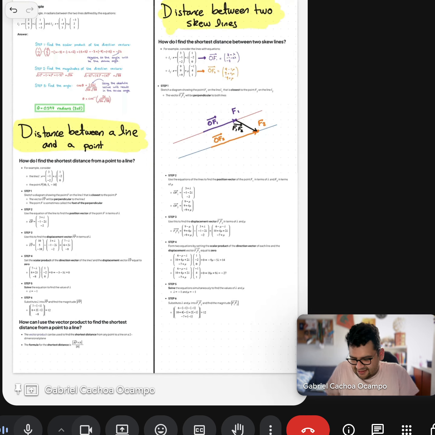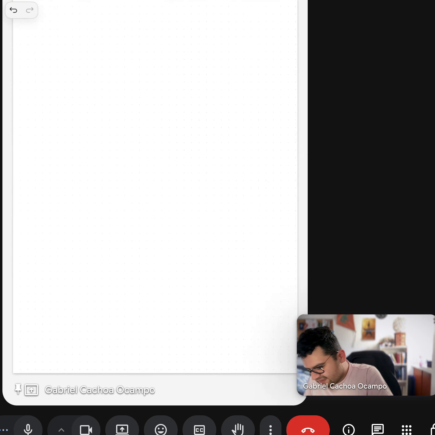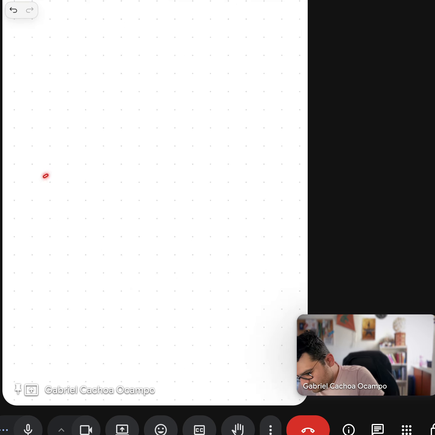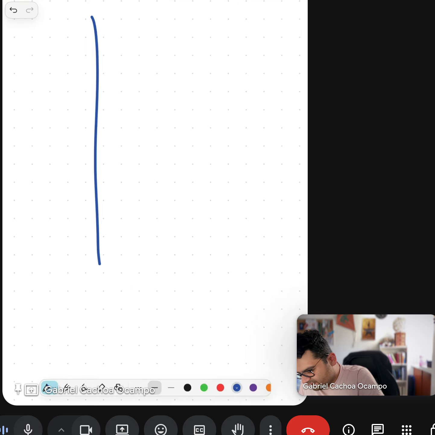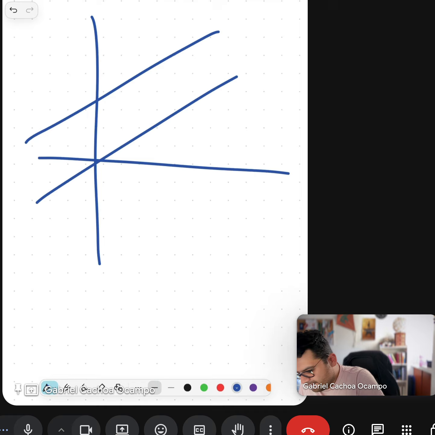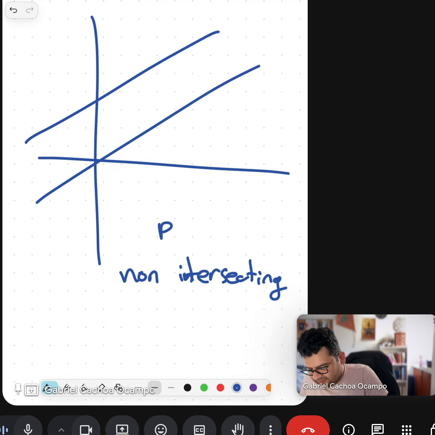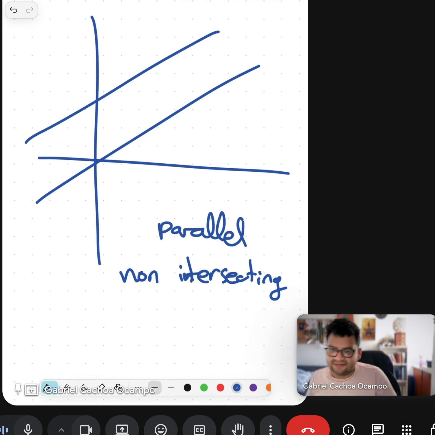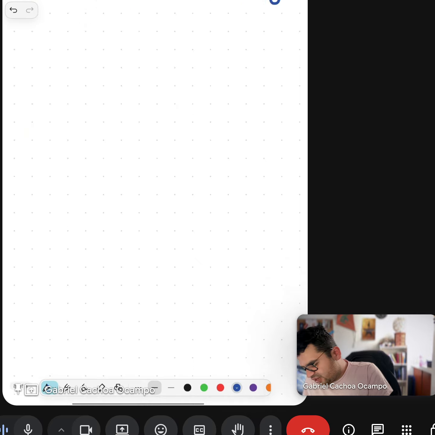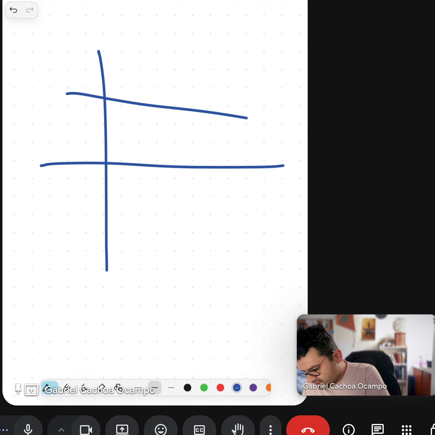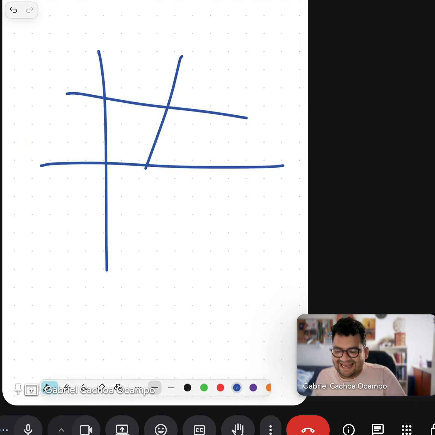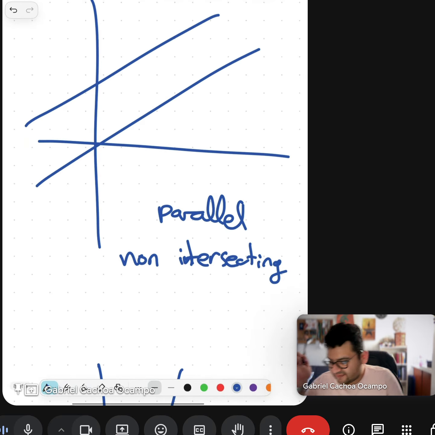In plane lines, my lines can either be only parallel, which means non-intersecting. Parallel and not intersecting are synonyms. Or they could be intersecting. In space, we have a different definition.